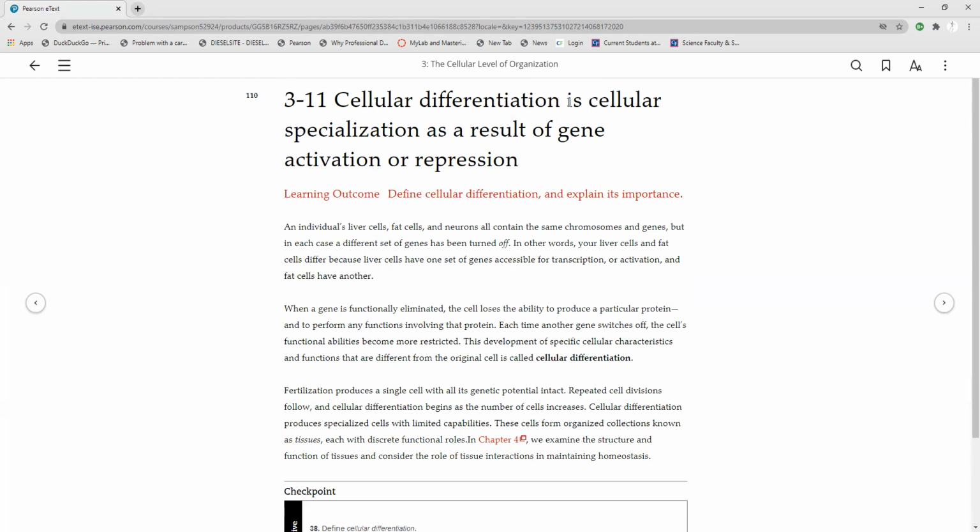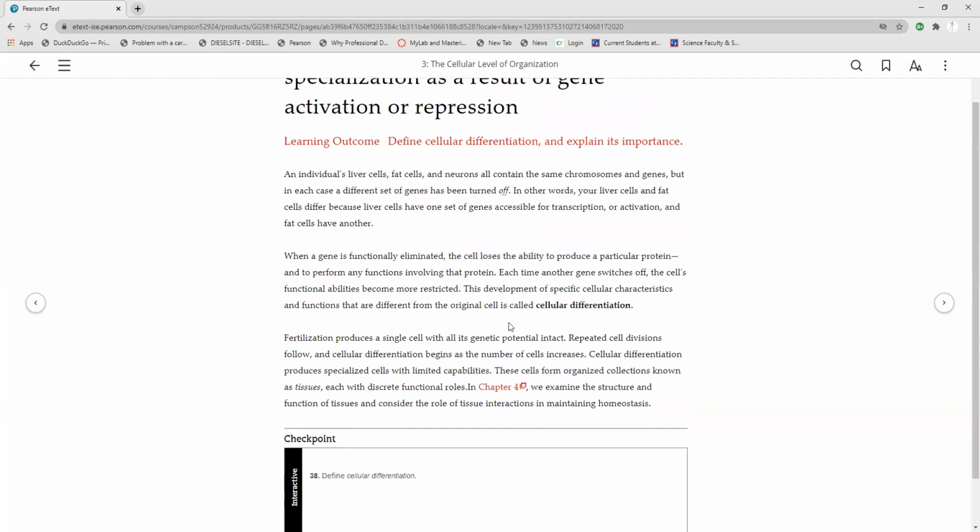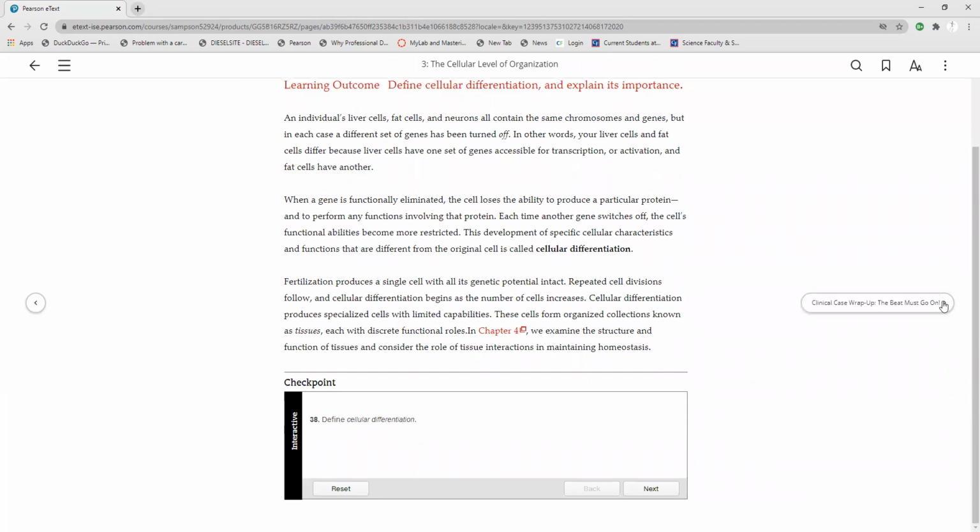Cellular differentiation is cellular specialization as a result of gene activation or repression. So cells change because of differentiation. Something will tell a gene to turn off or on, and that's called cellular differentiation. It's when a cell starts as one thing and then is turned on to become something else. Make sure you read that section on differentiation.